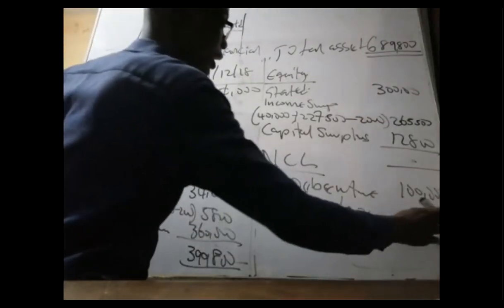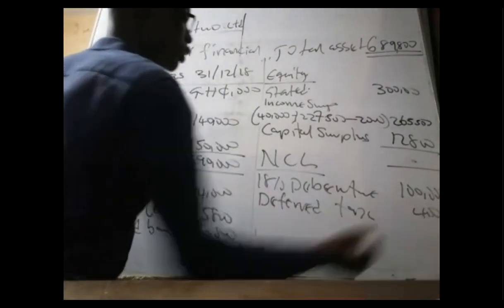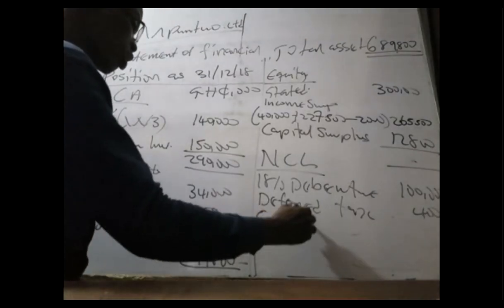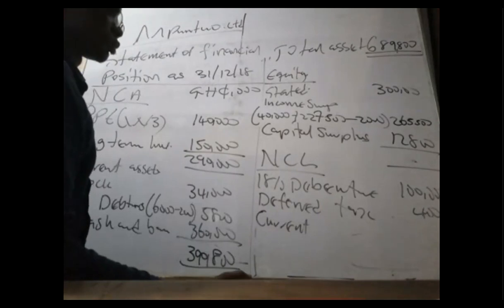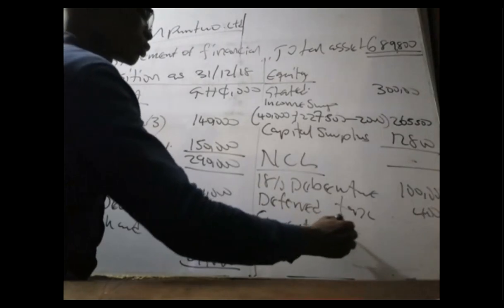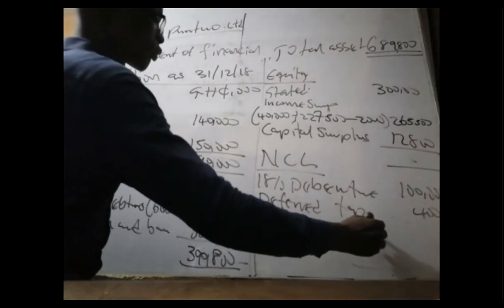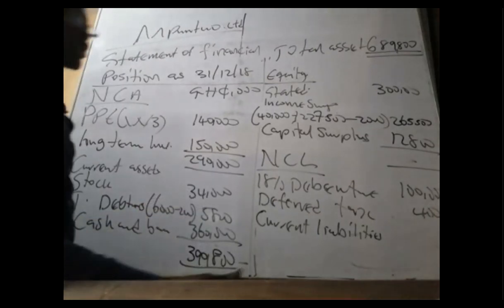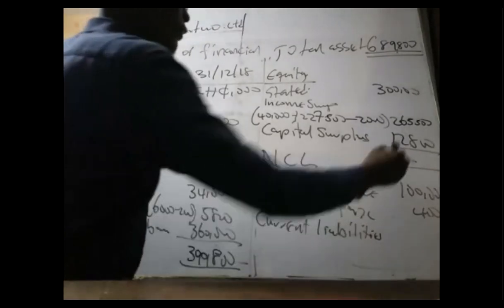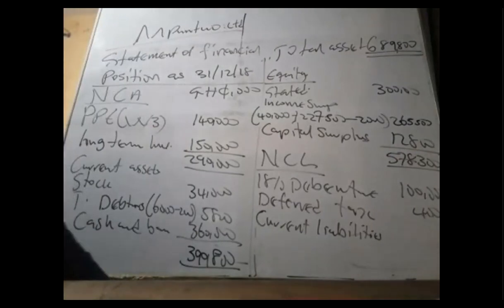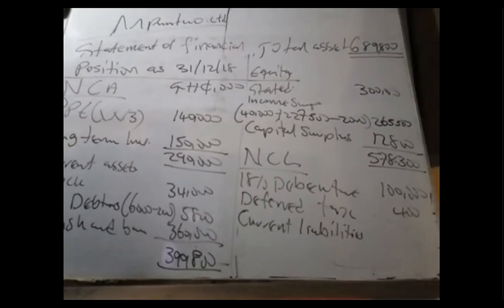Okay, so let me just add the current liability to it then. Let's go to current liability. Okay, so 578,300. 578,300. Okay. I think that's it. Let's go to current liability.